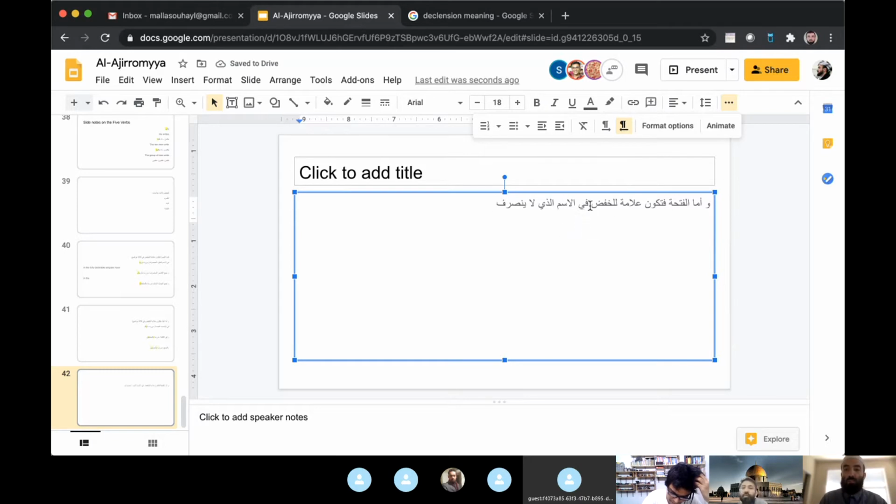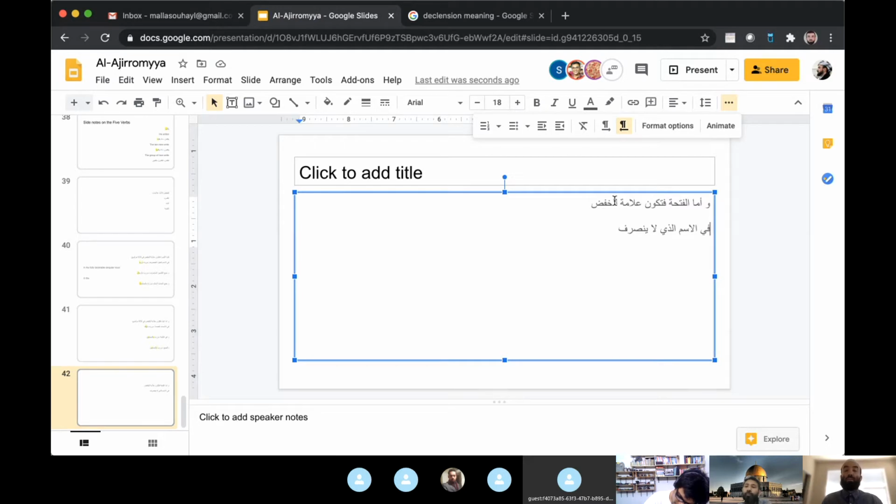Okay, so this is easy. In the case of al-fatha, we said al-khafd had how many signs? 3 signs. What was the first one? Al-kasra. What was the second one? Al-ya. What was the third one? Al-fatha. We went through al-kasra, we went through al-ya, and now we are discussing the third sign of al-khafd, which is al-fatha. Where does al-fatha become a sign of al-khafd?